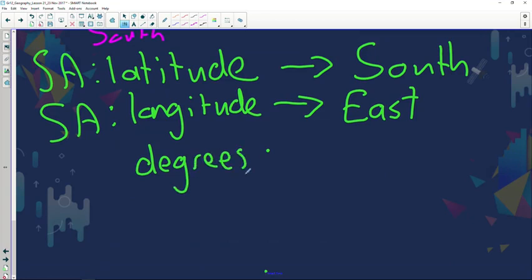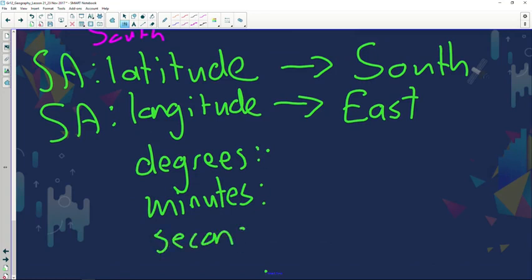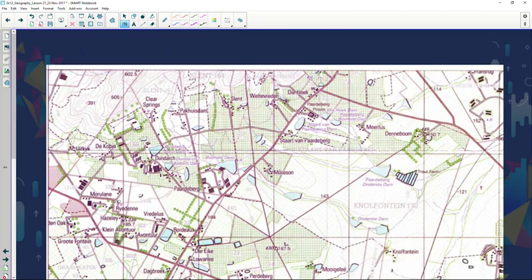Please remember this. Now, before I continue, let's just quickly elaborate on how coordinates work. We work in degrees, minutes, and seconds. So that's the symbol that we use for degrees. There's minutes and there's seconds. Now let's quickly have a look at how we do coordinates.